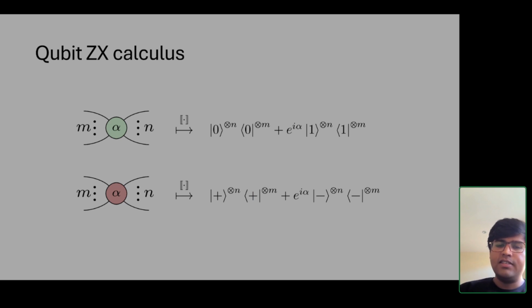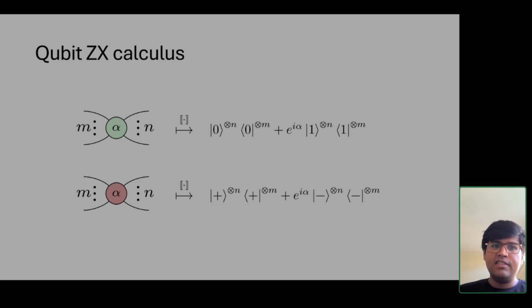So the qubit ZX calculus has two types of generators, the Z spider and the X spider. Here I'm using green and red instead of the white and black notation, like the previous talk. The Z spider, which is the green one here, matches the computational basis states. It has ket 0 and ket 1, and it makes sure that either all of the wires have ket 0 or all of them have ket 1. And we can also have an extra phase. So the Z spider corresponds to the computational basis, whereas the X spider corresponds to the Fourier, the Hadamard basis.